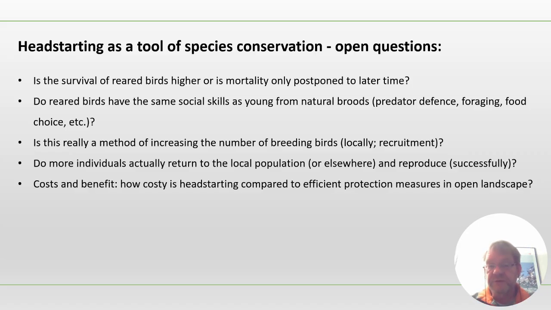That, of course, is quite important for a lot of local projects which hope for a higher population, hope for stabilization of their local populations by headstarting. And of course, how costly is headstarting compared to efficient protection measures in the open landscape in the way of optimizing the breeding habitats?